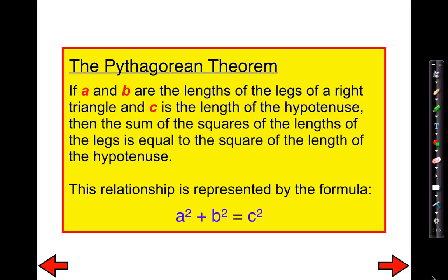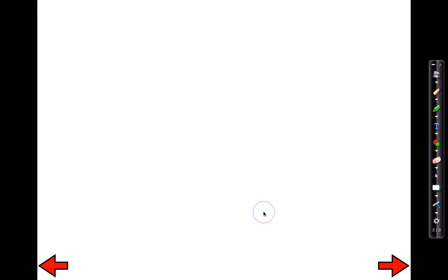So the Pythagorean Theorem states that if a and b are lengths of the legs of a right triangle, and c is the length of the hypotenuse, then the sum of the squares of the lengths of the legs is equal to the square of the length of the hypotenuse. I know that was a mouthful, so let's look at a more simplified version. It's going to be one of the easiest formulas you'll ever have to memorize. It's just a squared plus b squared equals c squared.